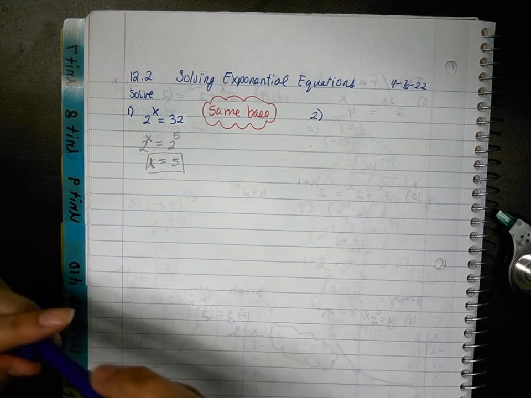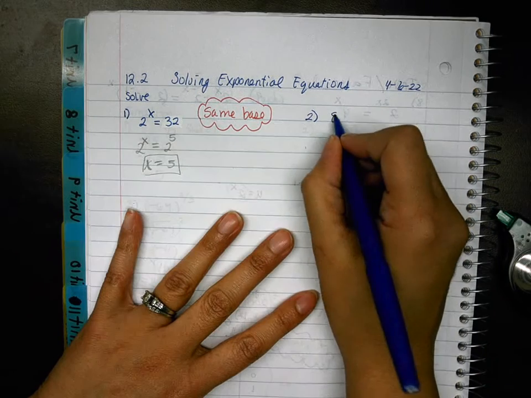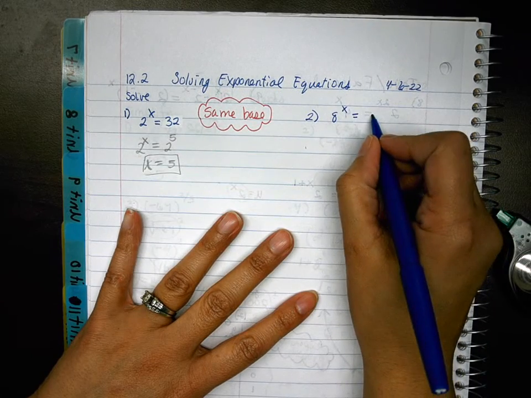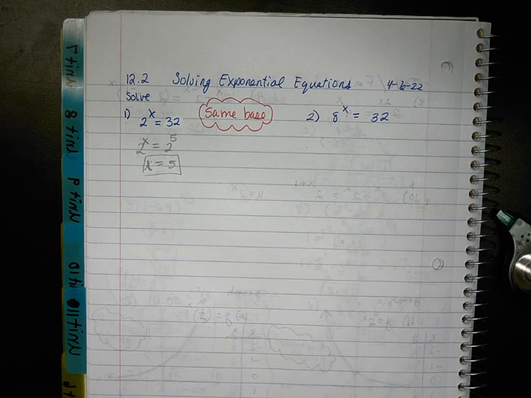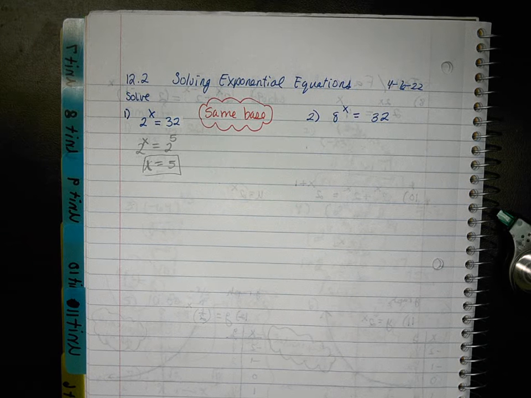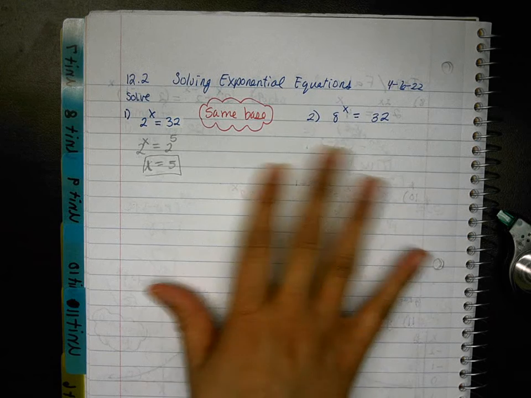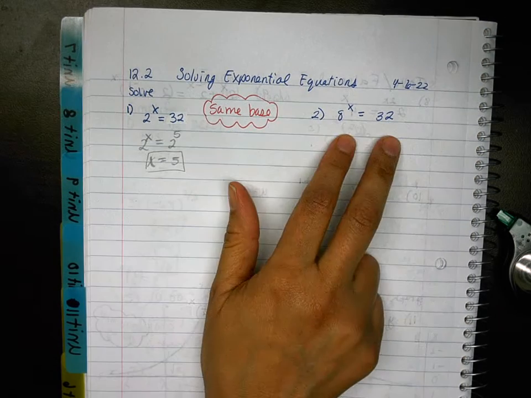So let me show you what you would most likely see on an assignment or a quiz or even the test. 8 to the x equals 32. All right. Is that something we can do in our head? What's 8 to the first power? 8, right? 8 to the first power is 8. What's 8 to the second power? So is this going to be a nice clean number like number 1? No. So I'm going to have to change them both to a different base.